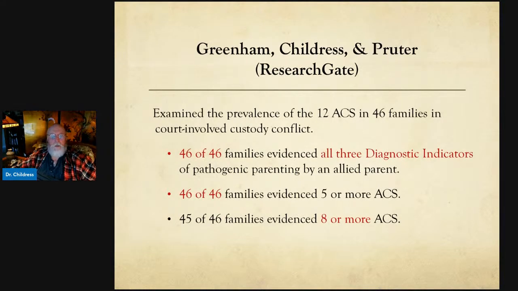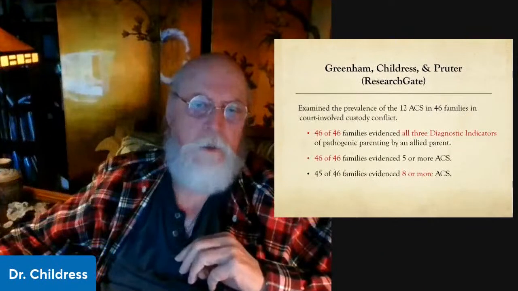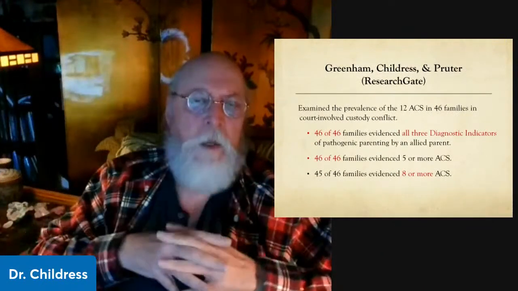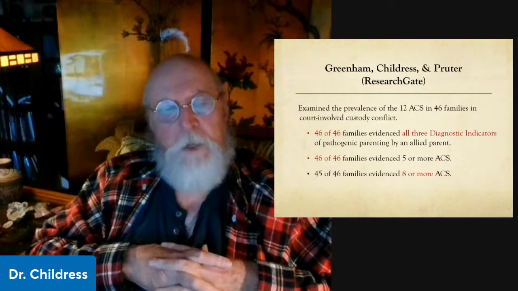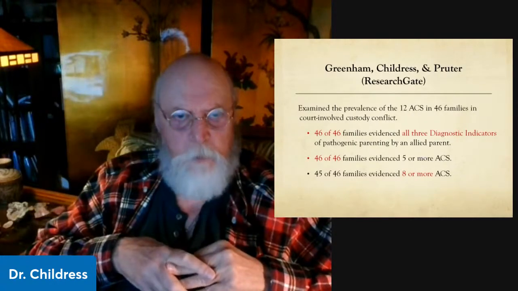So where those numbers come from, the percentages of where they showed up, is from a study by Greenham, Childress, and Pruder. It's up on ResearchGate right now. So you can go look at the study and it will describe everything about it. But basically, it's Dorsey Pruder's data set that she's developed, a research project that she calls the custody resolution method.